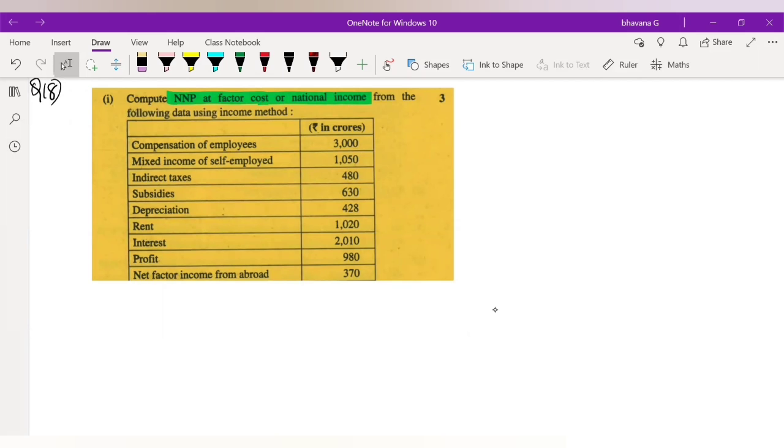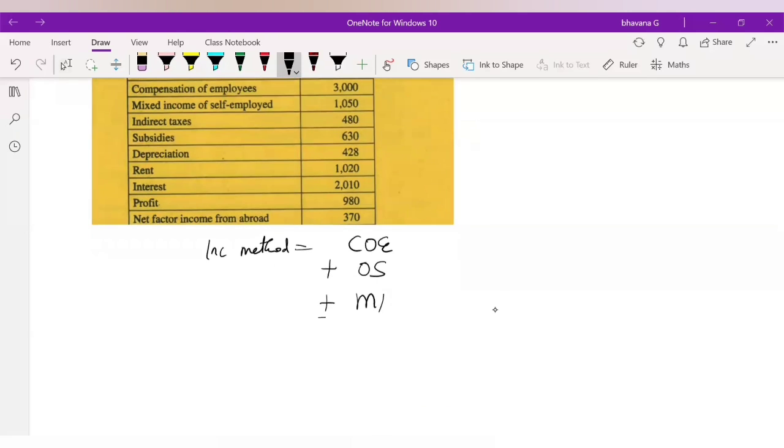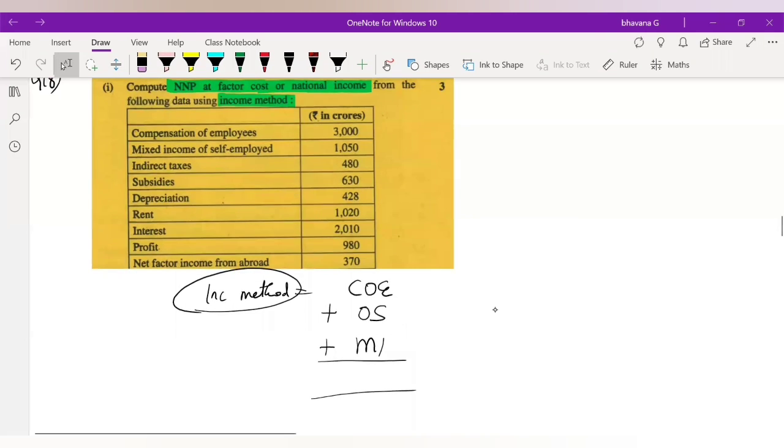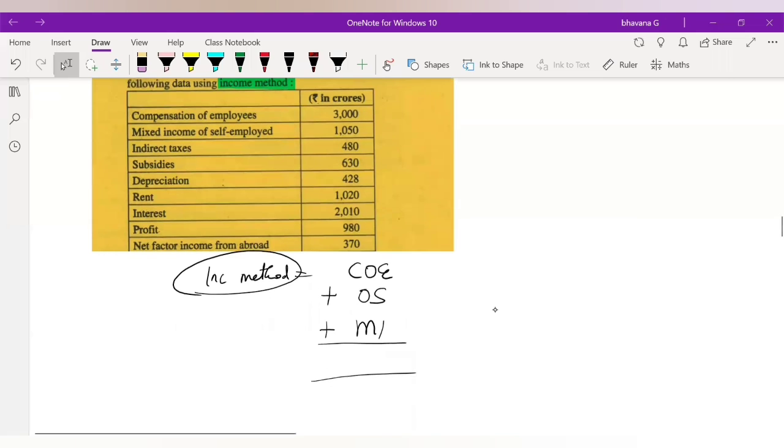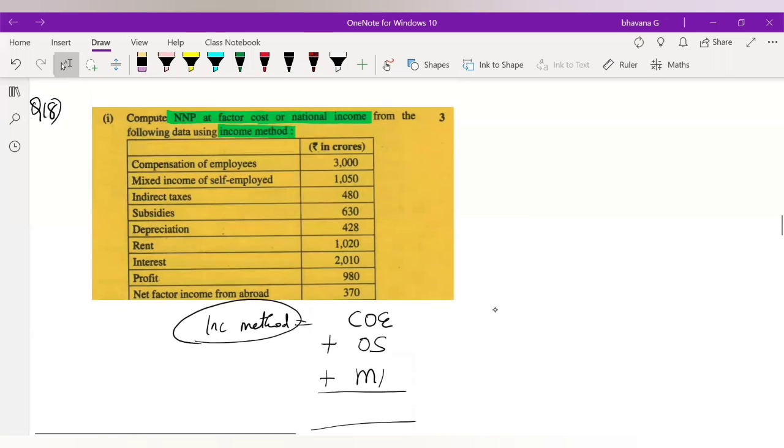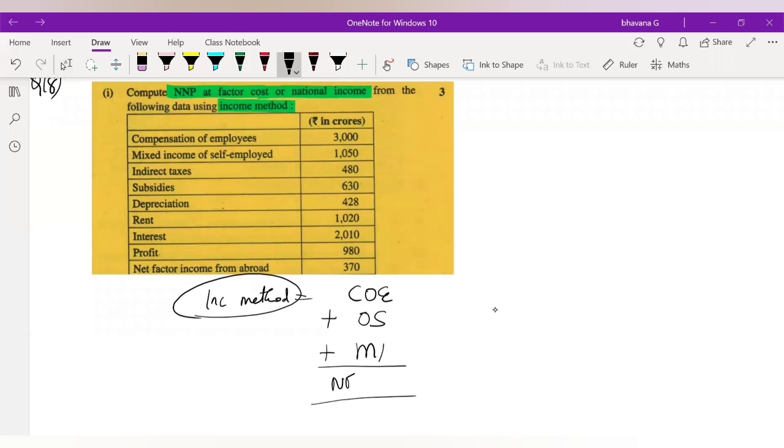NNP at FC, that is NNP FC or national income, from the following data using the income method, they have told you to find out. So what is the formula for the income method? The formula is compensation of employees plus operating surplus plus mixed income. If you do this using the income method, what are you going to get? Can someone tell me? Nobody?